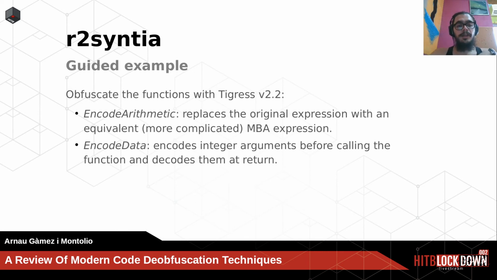In the first place, encode arithmetic, which will replace the original expression with an equivalent and more complicated mixed boolean arithmetic expression. And then we will use encode data, which essentially will encode the integer arguments before calling the function, decoding them at return, which is using the encodings technique that we have seen before.